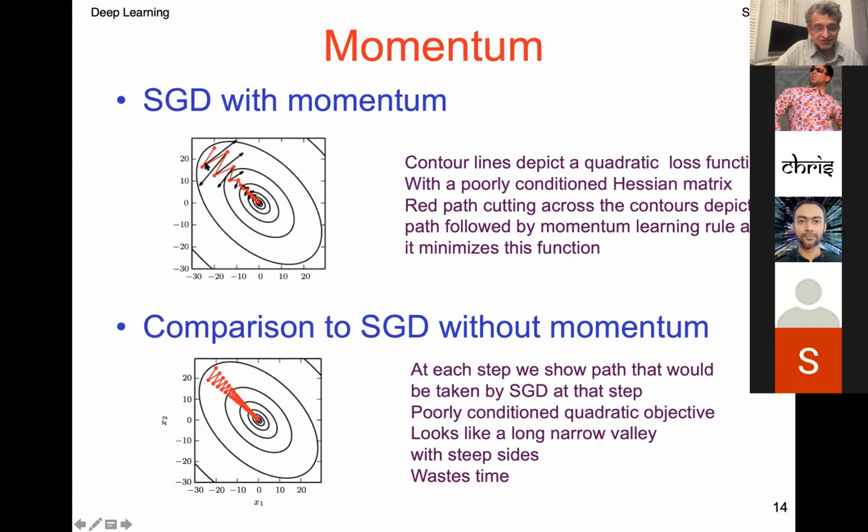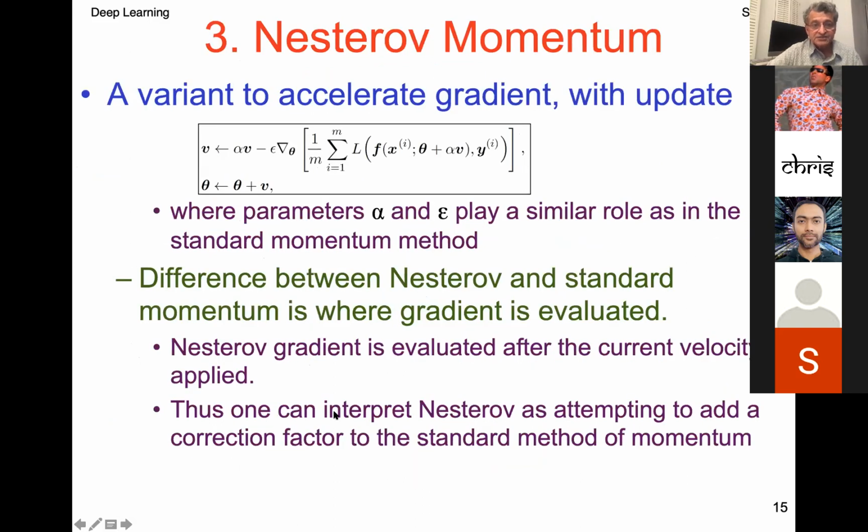SGD with momentum compared to SGD without momentum. They are showing in this plot how it's taking fewer steps as opposed to without momentum. It speeds it up. Nesterov momentum is a variant to accelerate the gradient update. So it looks like the loss function with alpha V is coming into play. Parameters alpha and epsilon play a similar role as in the standard momentum method. The difference between Nesterov and standard momentum is where the gradient is evaluated. In Nesterov, the gradient is evaluated after the current velocity is applied. Thus we can interpret Nesterov as attempting to add a correction factor to the standard method of momentum.